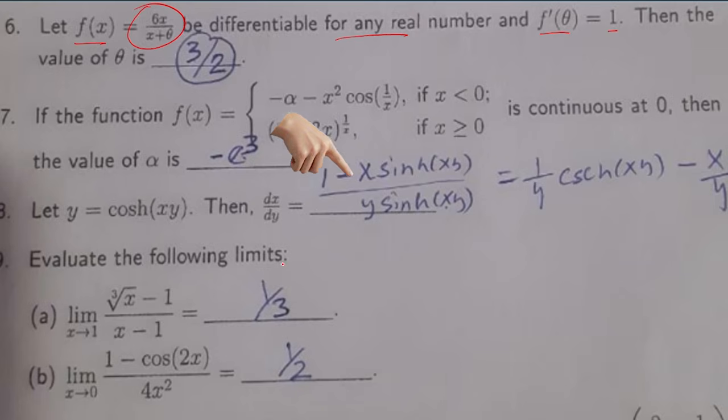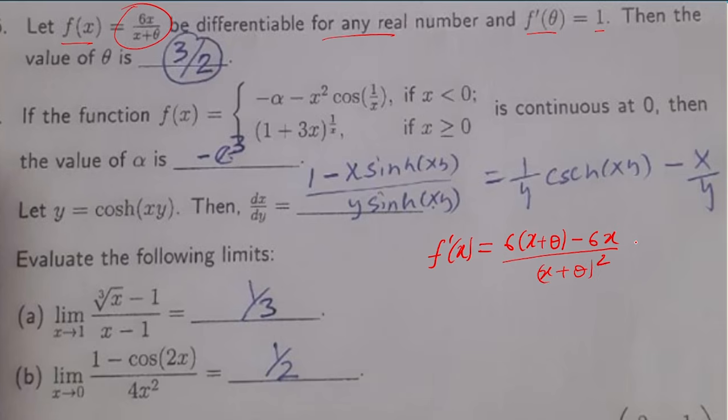So what we need to do, f derivative at x: the derivative of the numerator 6 times the denominator x plus theta, minus derivative of denominator 1 times 6x, over denominator squared, x plus theta the whole square. Now we simplify this one. 6x minus 6x is 0, 6 times theta. So 6 theta over x plus theta squared.